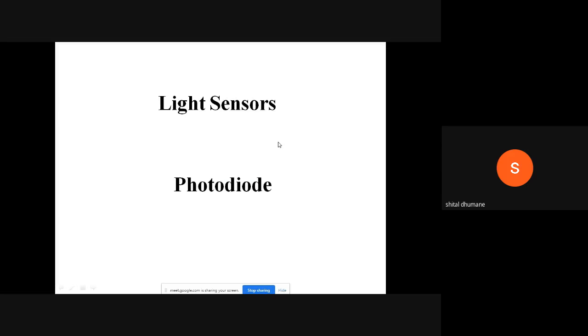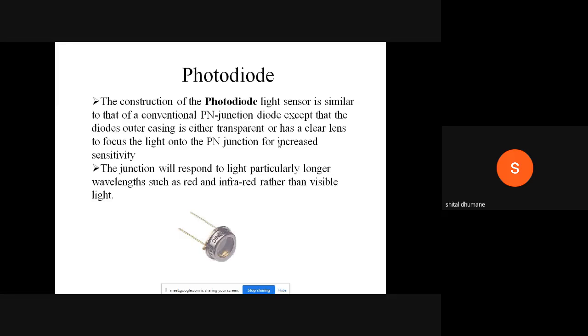So we'll discuss these light sensors, that is photodiodes. The construction of a photodiode is similar to that of your conventional PN junction diode, which you have studied, a semiconductor device. It is the same as the PN junction diode, except that the diode outer casing is either transparent or has a clear lens to focus the light on the PN junction for increased sensitivity.